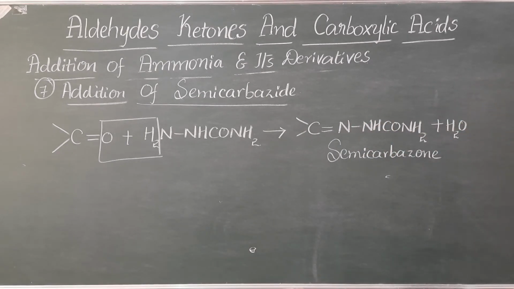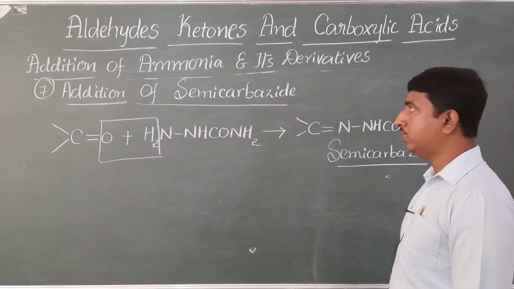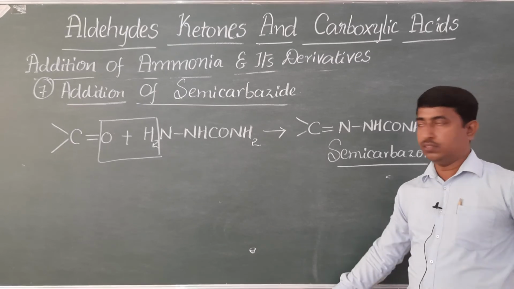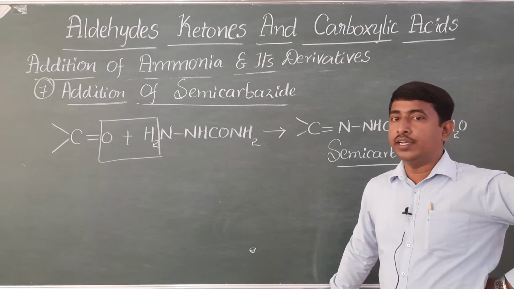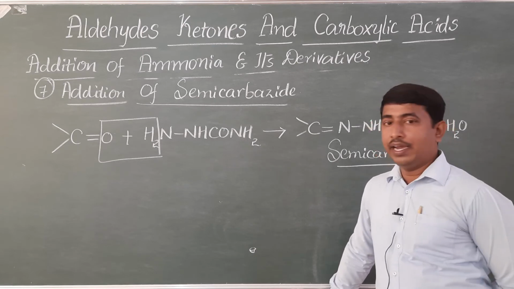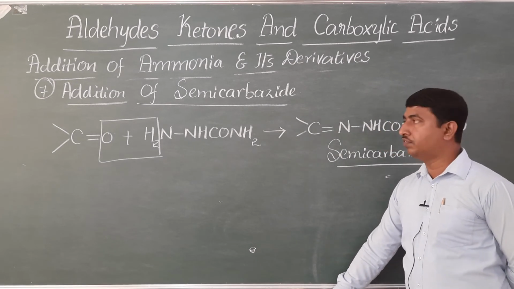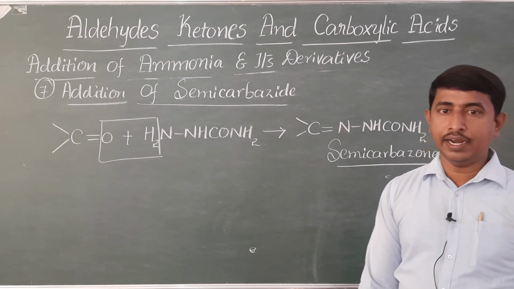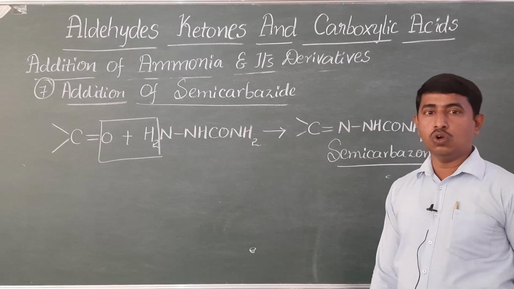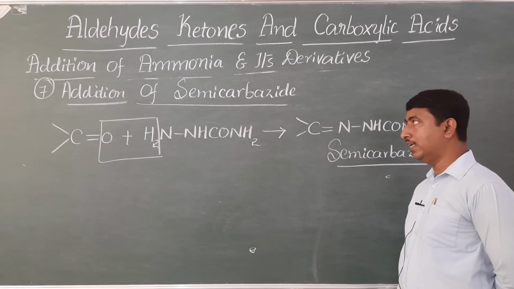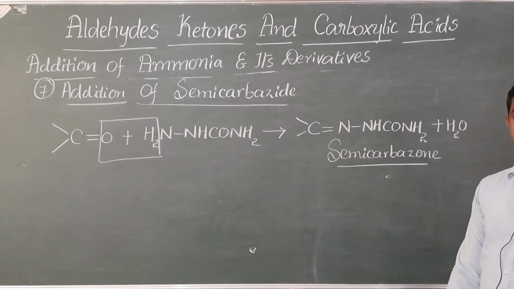Reagent name is semicarbazide, product name is semicarbazone. So this completes addition of ammonia and its derivatives. With ammonia, amine is obtained. With amine, substituted amine or Schiff's base is obtained. With hydroxylamine, it is oxime. With hydrazine, it is hydrazone. With phenylhydrazine, the product is phenylhydrazone. With 2,4-dinitrophenylhydrazine, the product formed is 2,4-dinitrophenylhydrazone. With semicarbazide, the product formed is semicarbazone.